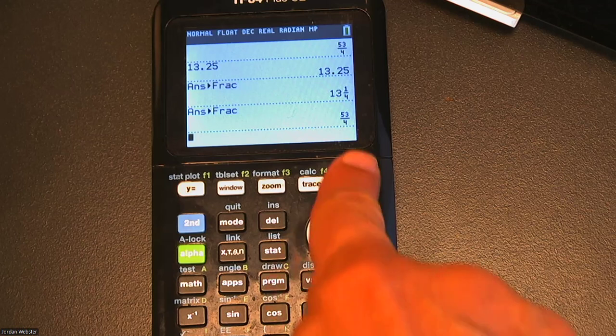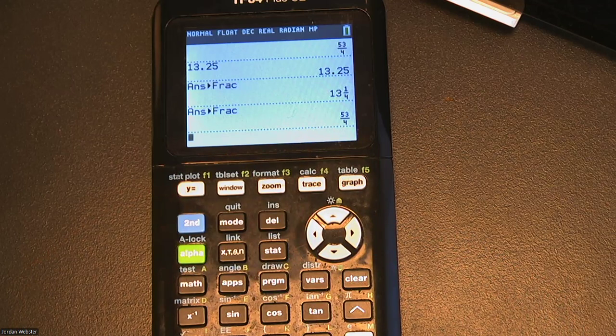By the way, this only works for certain denominators. If the denominators are gigantic, I was dealing with something with a denominator that had like 292,201,338. It's not going to give you that as a nice fraction. It's not going to recognize that denominator.